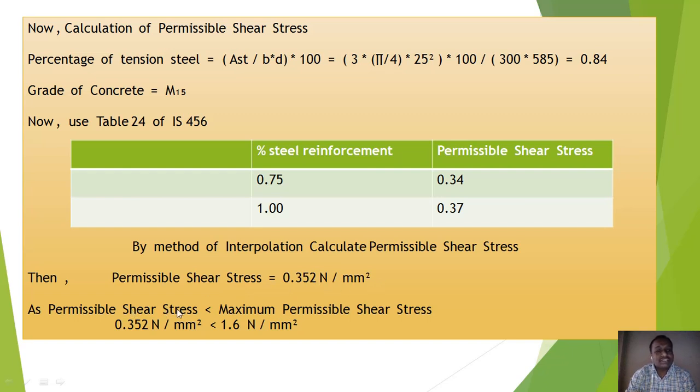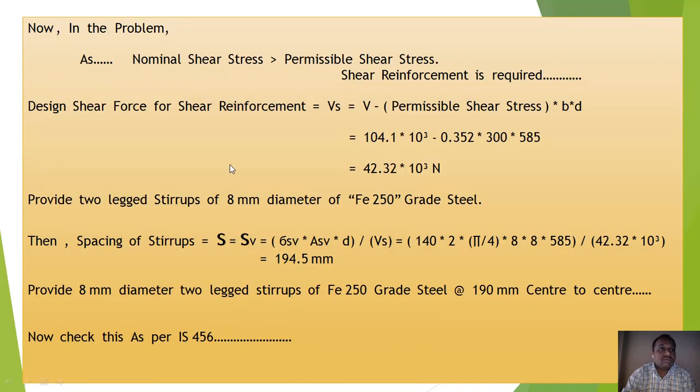The permissible shear stress as per the problem is 0.352, but the maximum permissible shear stress as per the IS code is 1.6 Newton per mm square, which is more than this, so our design is okay. Now in the problem, the nominal shear stress is greater than the permissible shear stress. So shear reinforcement is required.